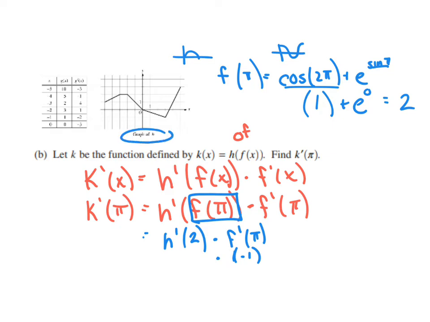So I'm going to go to the graph of h. h prime would be to look at the slope. So since this is a line, everybody on here has the same slope. So my slope is rise over run. I'm going down 1, so negative 1, and running 3. So that slope would be a negative 1/3. So when I multiply those together, I would get a positive 1/3.